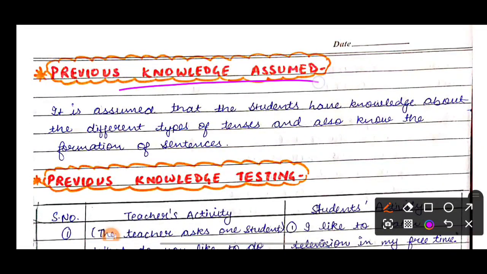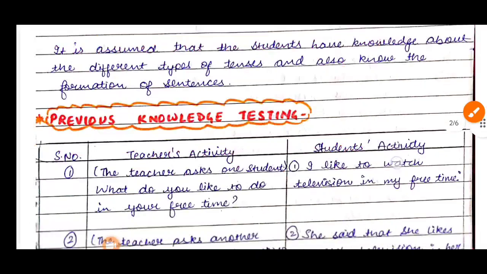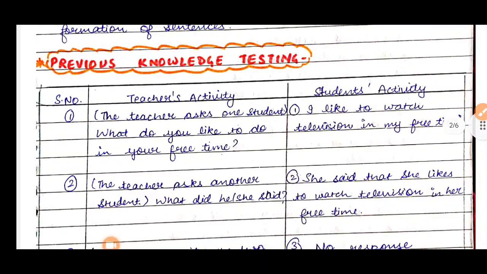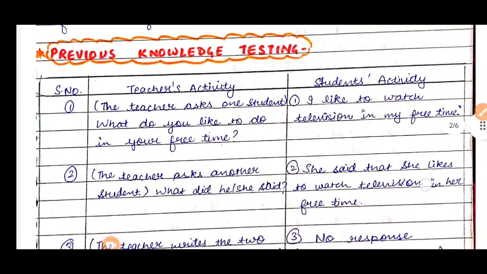So here we write what previous knowledge students have related to this topic. It is assumed that students have knowledge about different types of tenses and also know the formation of sentences. They know how to form sentences. So based on their previous knowledge, we test their knowledge. The next heading comes previous knowledge testing.